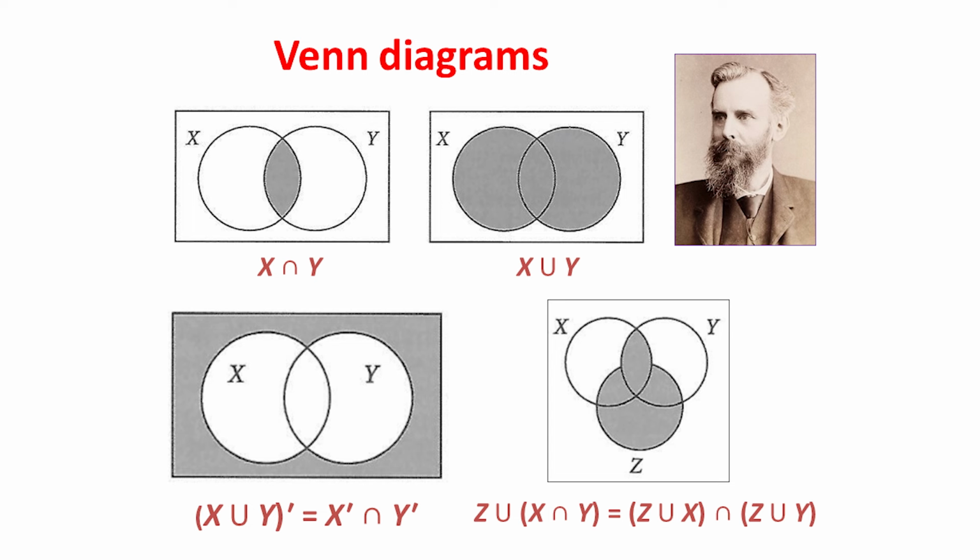And on the right is one of the distributive laws, where the shaded region is the union of Z with the intersection of X and Y. And you can check that it's the overlap between the regions Z union X and Z union Y.